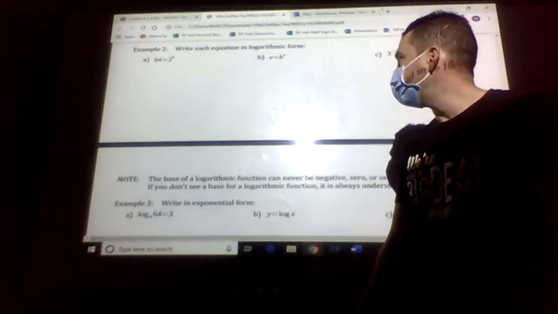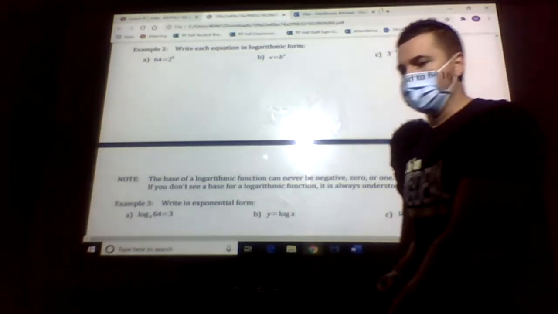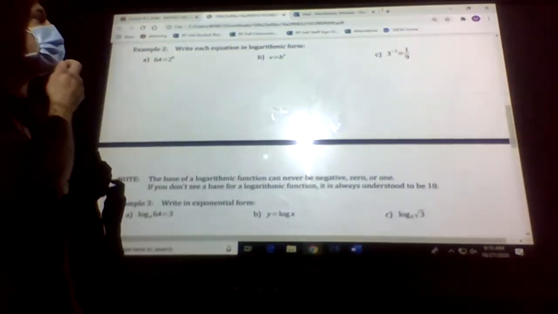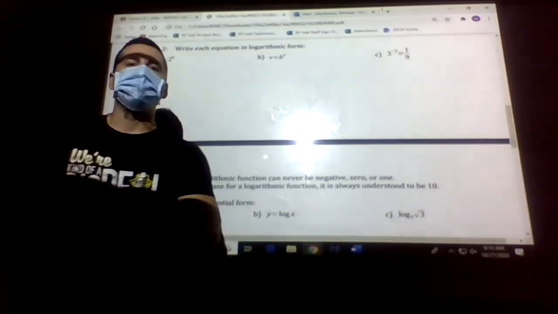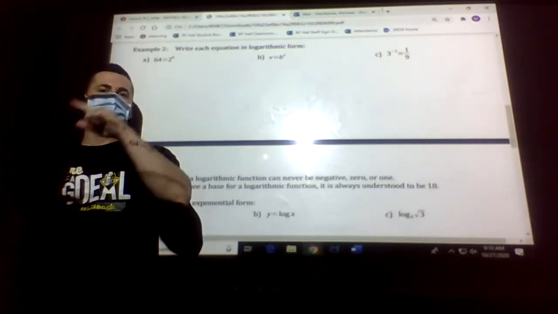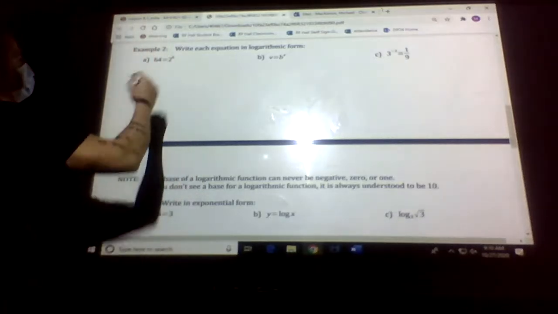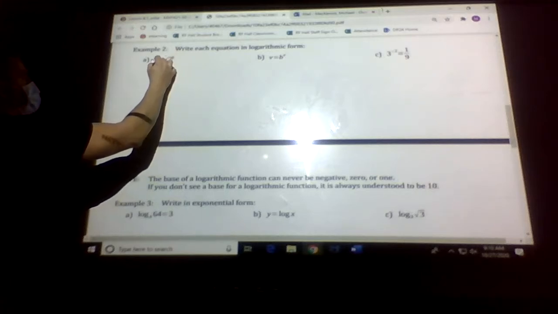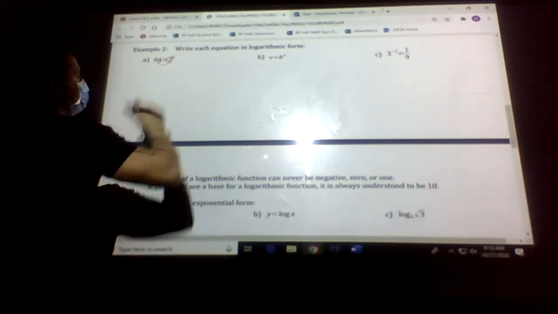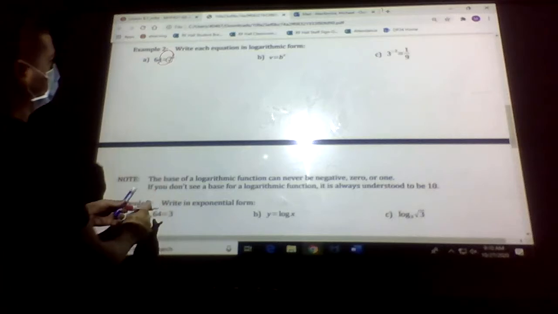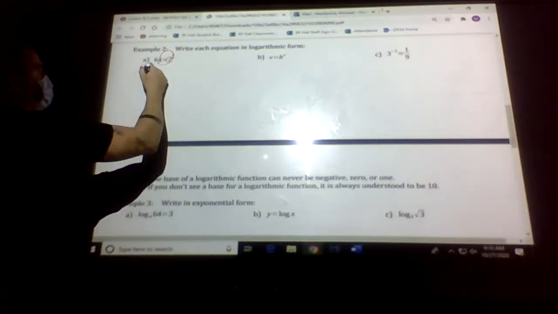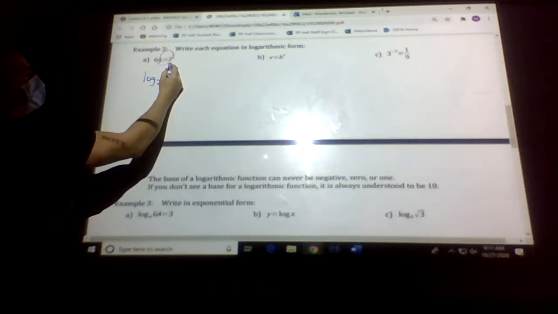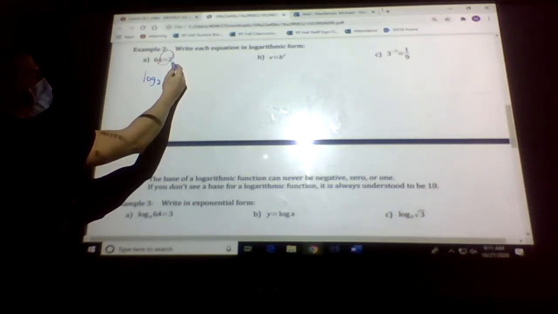Number 2, write each equation in logarithmic form. We're going to follow the snail method. We start with the base, go across the equal sign, and then back to the exponent. So we start with the 2. This is the base in a power: base 2 to the power of 6, or the exponent 6.